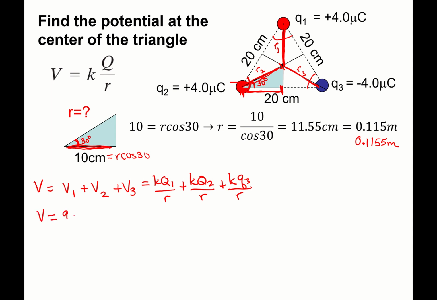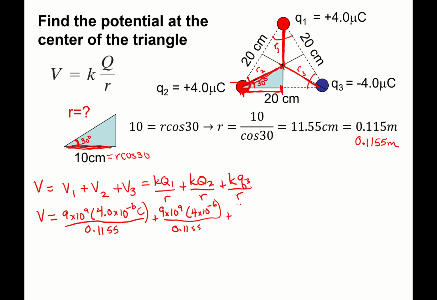So V is going to be equal to 9 times 10 to the 9 times Q1, which is plus 4 times 10 to the minus 6 because it's microcoulombs, divided by 0.1155. Then Q2, so I'm going to do 9 times 10 to the 9 times Q2, which is, again, 4 times 10 to the minus 6 coulombs, and the distance is the same, 0.1155.